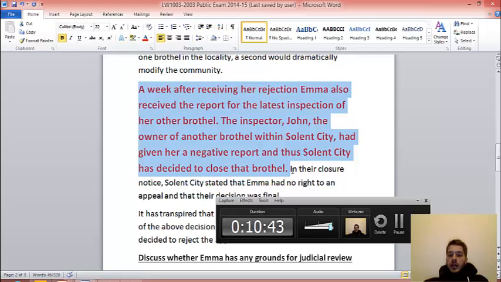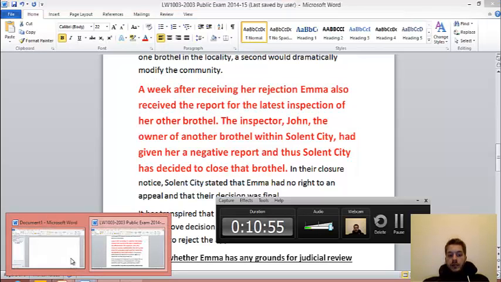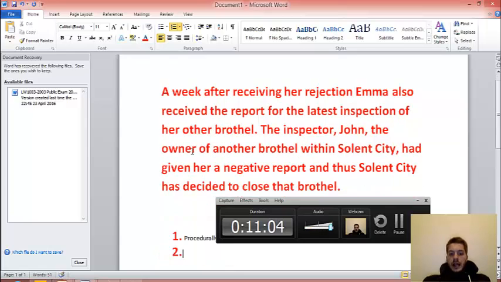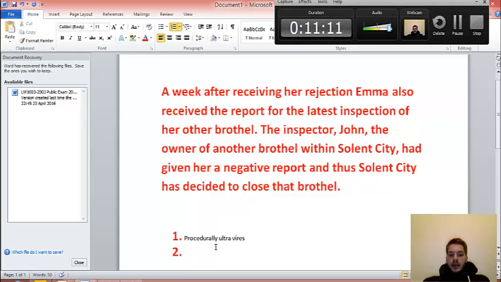Issue 1 is that it goes directly against the procedure outlined in the statute. Procedurally, you could say this here is ultra vires. So you could say, 1, this here is procedurally ultra vires. And 2, issue 2, of course, is that there is a common law issue of bias.